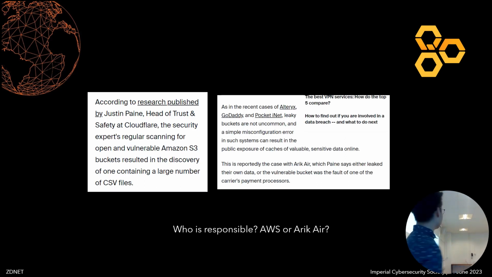So just to read further into the article, we see that when doing regular scanning, a security company found that there was an open S3 bucket that had a large number of CSV files. These CSV files contain customer data, and by open, it means that the public, people like you and me on the internet, can access the resources within the S3 bucket. So this happens because of misconfigurations.